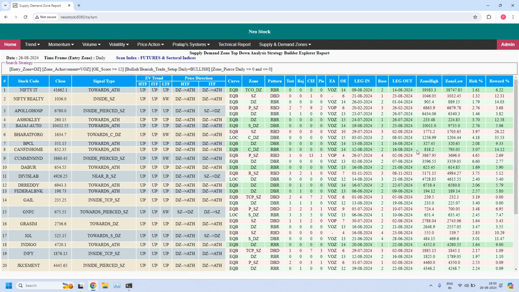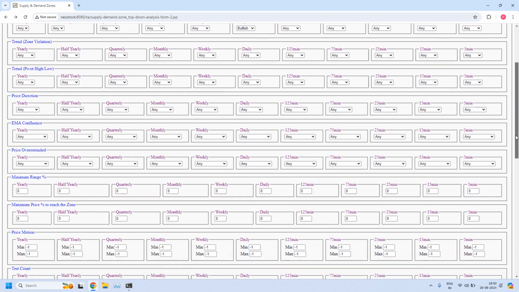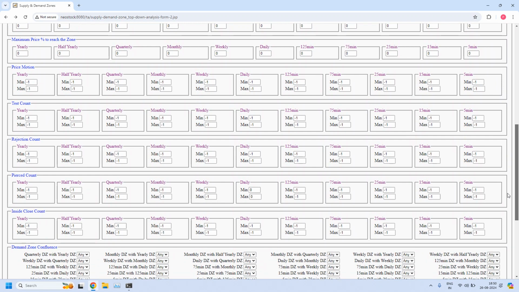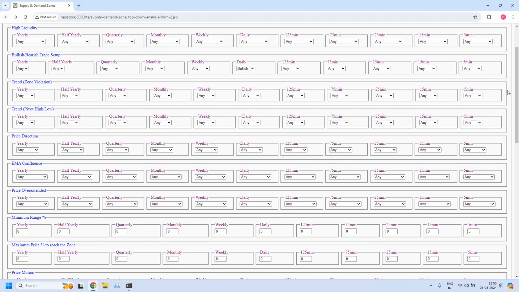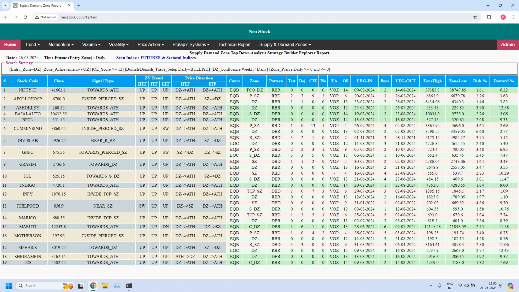Now out of these 29, let us verify how many of these stocks are having ITF confluence. So for ITF, time frame is weekly. So that means daily demand zone and weekly demand zone confluence. So daily demand zone with the weekly demand zone, I am enabling this filter. Let us generate. Now the list is reduced to 19. All these 19 stocks are having confluence with weekly time frame.